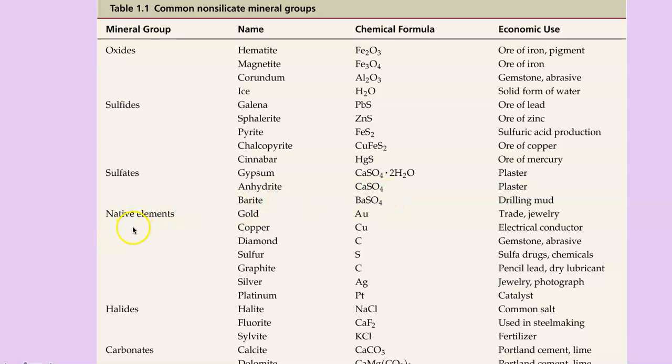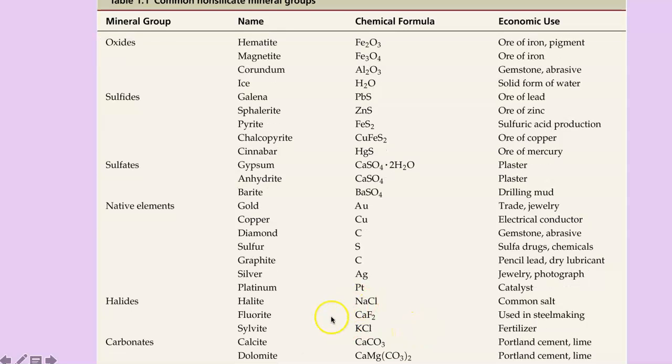Native elements are elements that are made of a single element. So we have gold, copper, diamond, sulfur, graphite, silver, platinum. These are all native elements. The halides are made from elements in the 7th column of the periodic table called the halides. Chlorine and fluorine are part of that column. The carbonates have CO3 in their formula. So this is the way that each of these is distinguished. The names of some common minerals are here, as well as their economic use. Many of these minerals are important ore minerals that are used in industry.